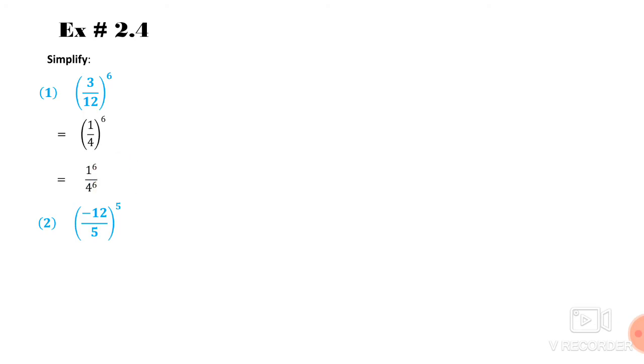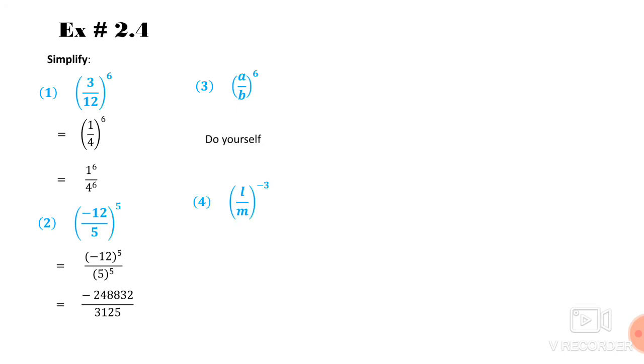Part 2, minus 12 upon 5 exponent 5. Again, if the bracket can be simplified, you will simplify it first. Here we cannot simplify it. We cannot reduce 12 and 5. So it will remain same and the law of exponent will be applied here. According to law, minus 12 exponent 5 and 5 exponent 5. Use calculator to find the values. You will get the answer. Part 3, again the same law. You have to do it yourself.